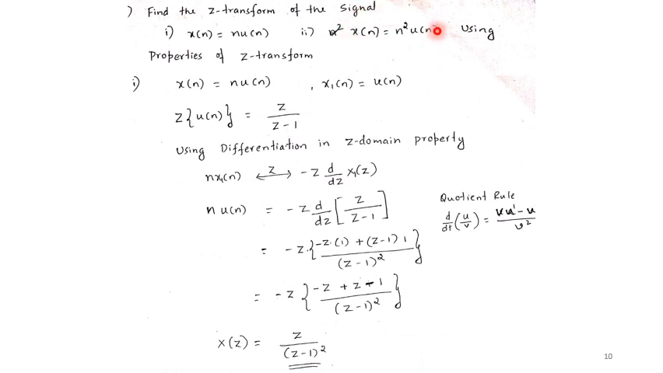Similarly, you can try x of n equals n square into u of n. You have to apply the differentiation property two times. You have already obtained the transform of n into u of n, and again you apply the differentiation property, so that you get minus z d by dz of z by z minus 1 whole square. Differentiate that and find the answer. That is the answer for x of n equals n square into u of n. Here again I applied the differentiation in z domain property and computed the z transform of the signal.